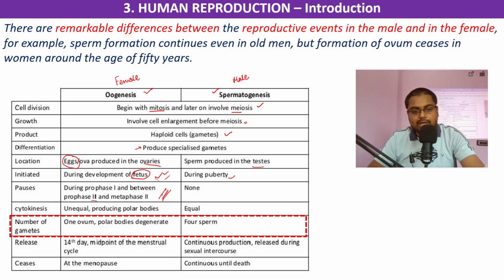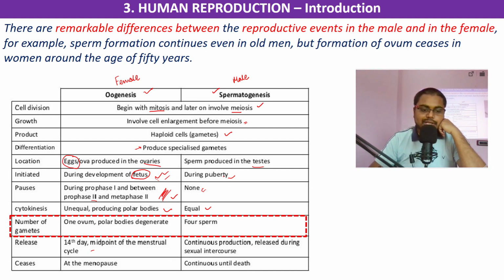यहाँ पे साइकिल जो है, सेल साइकिल, ये अरेस्ट हो जाता है, ये पूरा नहीं होता है. हम लोग डिटेल्स में इसको पढ़ेंगे. साइटोकाइनेसिस अनइक्वल प्रोड्यूसिंग पोलर बॉडीज, बट दिस इज इक्वल. और पोलर बॉडीज जो है वो डीजनरेट हो जाता है और केवल एक ओवम बचता है. Number of gametes, 1 ovum, and the other 3 polar bodies they degenerate, but here all the 4 sperms they are produced.